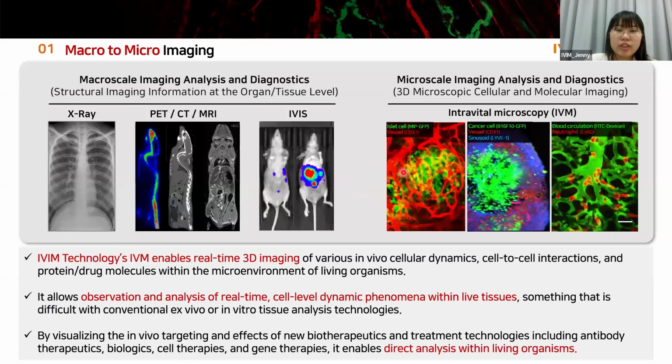And here, intravital microscopy, on the other hand, complements these modalities by enabling cell-level imaging in living animals, as well as real-time observation and analysis of dynamic phenomena within live tissues. This capability makes it possible to visualize the targeting and effects of new biotherapeutics and treatment technologies directly inside living organisms, adding a layer of detail and functional insight to traditional in vivo imaging approaches.